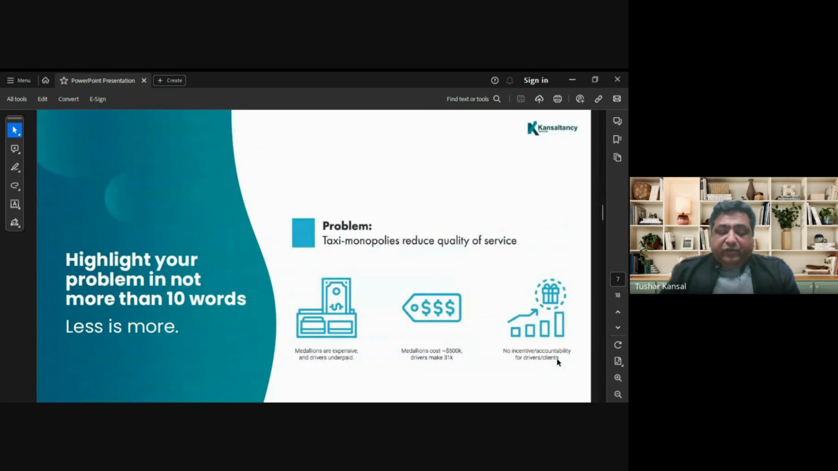Now, you have to highlight your problem in not more than 10 words. For example, taxi monopolies before Uber came in, they reduced the quality of service, and getting the license was pretty difficult. And there was no incentive or accountability for drivers, and the clients used to face a lot of hassle.